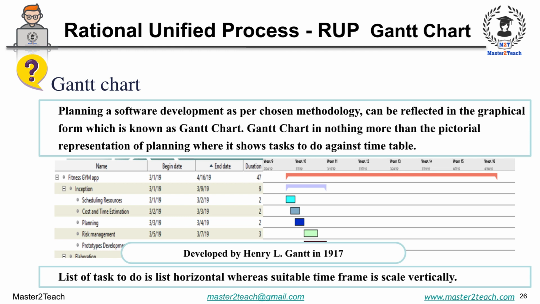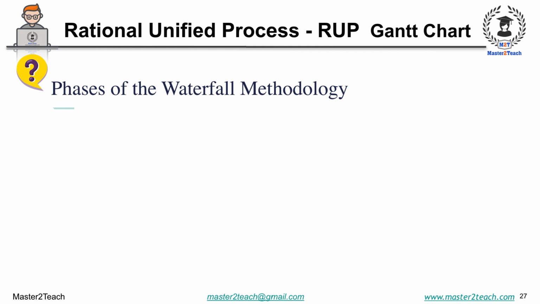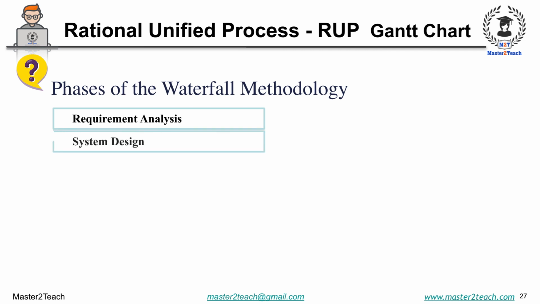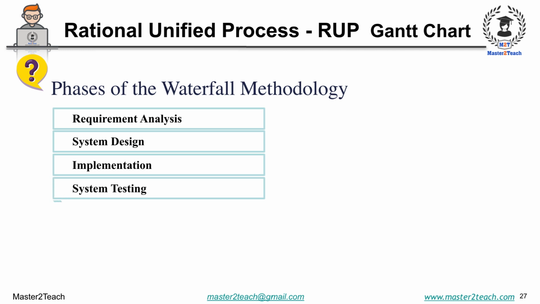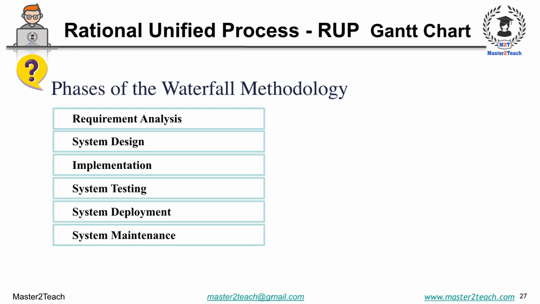A Gantt chart will reflect the methodology that you choose for the software development. For example, if you are developing software using the Waterfall methodology, as we know, the phases of Waterfall methodology are requirement analysis, system design, implementation, system testing, system deployment, and at last, system maintenance. In Waterfall, these phases execute one after another, so we plan phase-wise. So the Gantt chart will look like a ladder. Let us see how it will look.